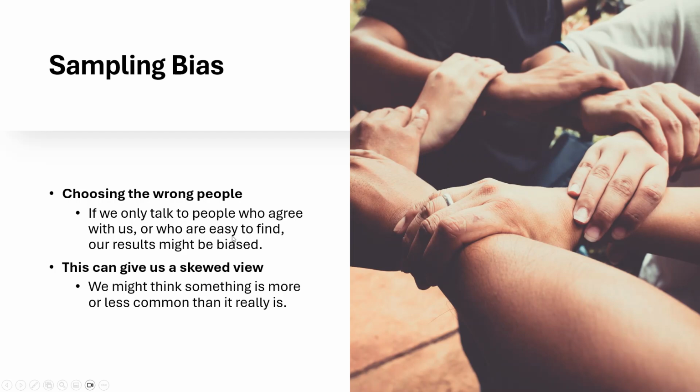So this can give us the wrong view, a skewed view. We might think something is more or less common than it really is. So, for example, if we've only spoken to people between the ages of 20 and 30, what about people who are older or younger than that group of people? You see, there could be problems there, couldn't there?